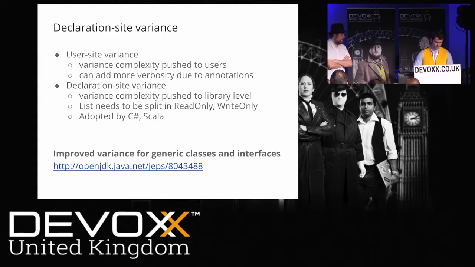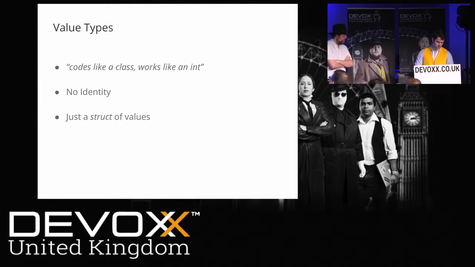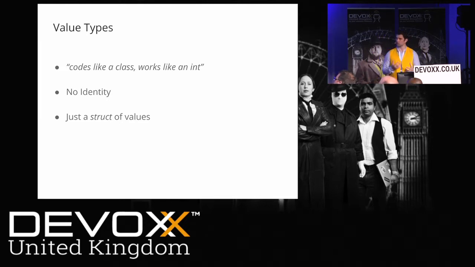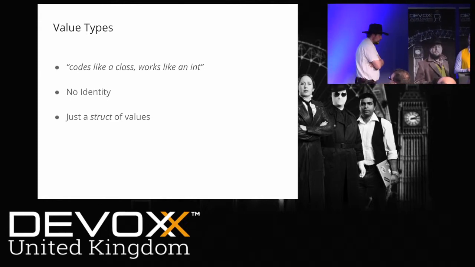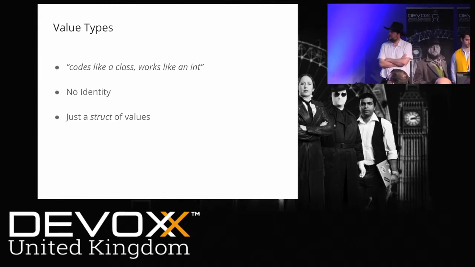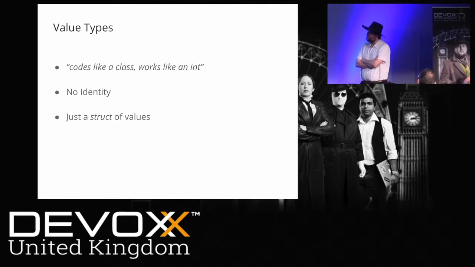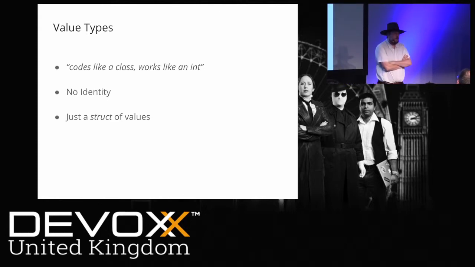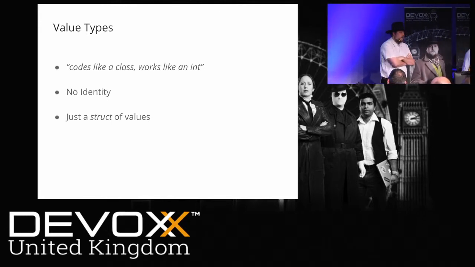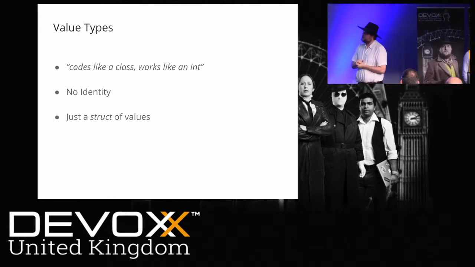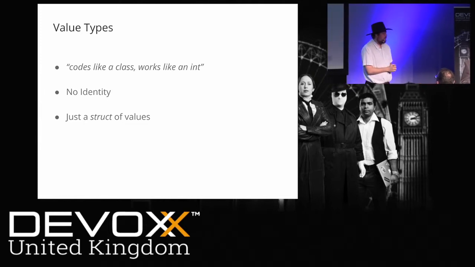Fantastic. Making generics simpler. So I heard there's a lot of talk of value types, Richard. Is that something else related to generics, a bit like struct in C? What is that all about? Yeah. So we won't go too much into the details of what value types are, but the good old mantra is codes like a class, works like an int. And the idea is that you have a range of types added to Java which don't have the identity that objects do and act just as a struct of values.